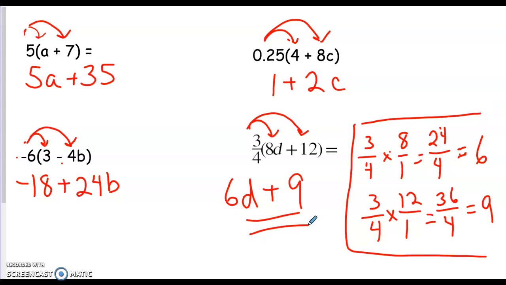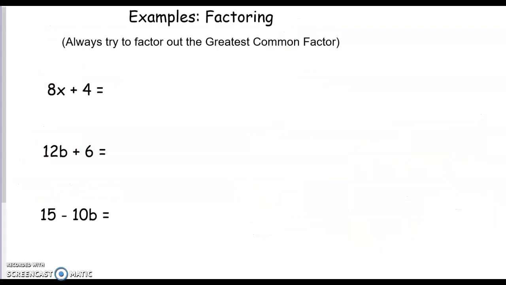Okay? All right, next we're going to do some factoring. And factoring is division. And we're going to take a factor out of both of these and put it on the outside of the parentheses. And I want you to try to remember when you do these to try to factor out the greatest common factor. Okay, sometimes there's more factors, but try to do the greatest common factor.